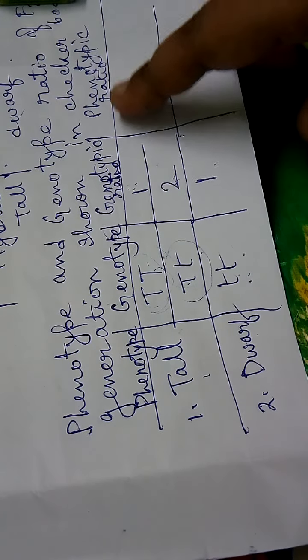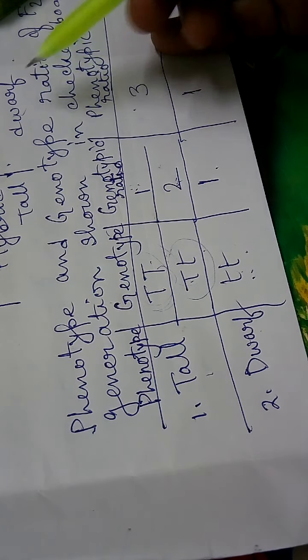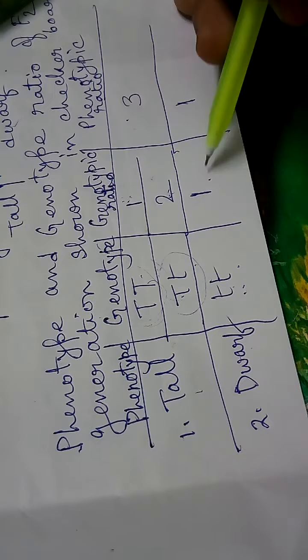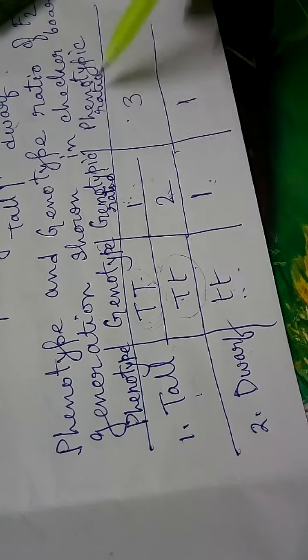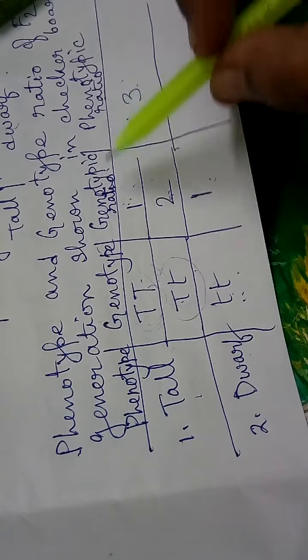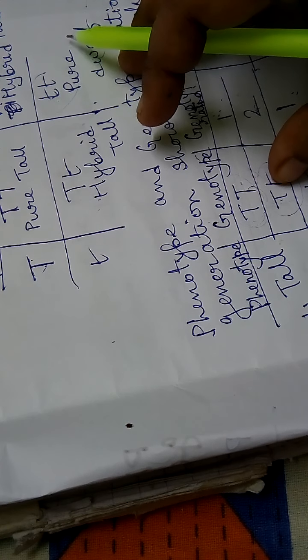So what will be the result we get from the F2 generation checkerboard? Genotypic ratio is 1:2:1 and phenotypic ratio is 3:1. So in Mendel's monohybrid cross, phenotypic ratio is 3:1 and genotypic ratio is 1:2:1. From Mendel's monohybrid cross, Mendel stated his first law, that is law of segregation.